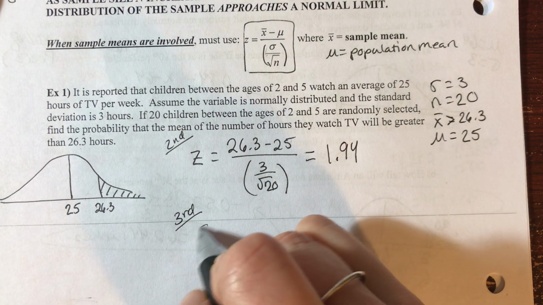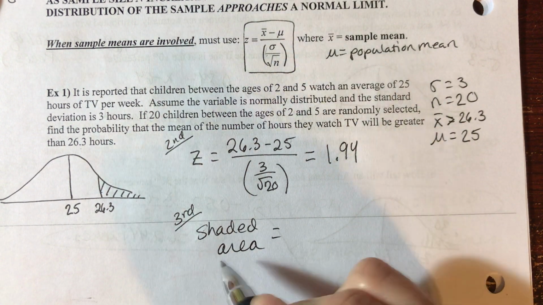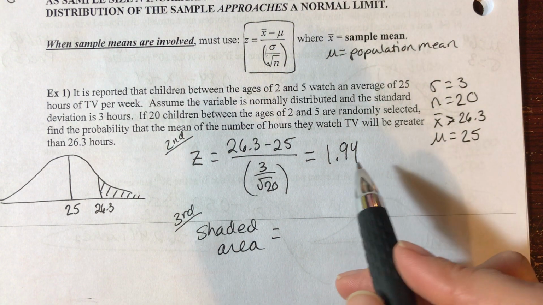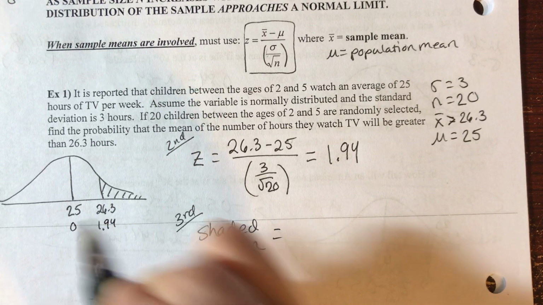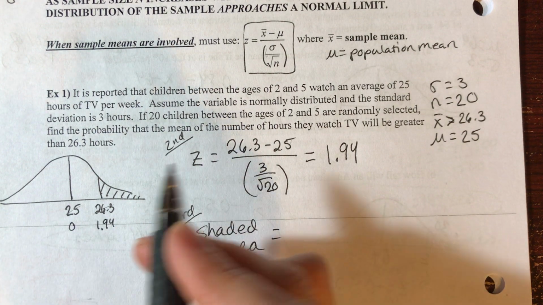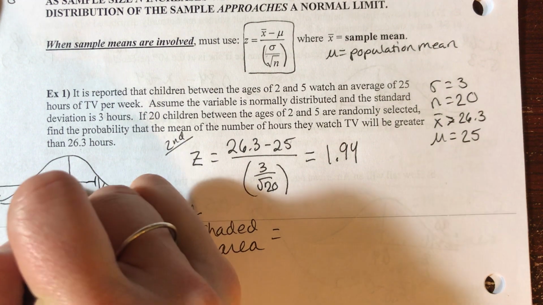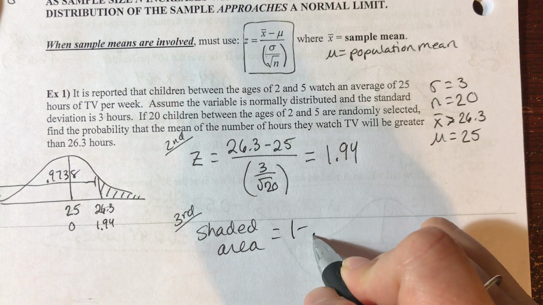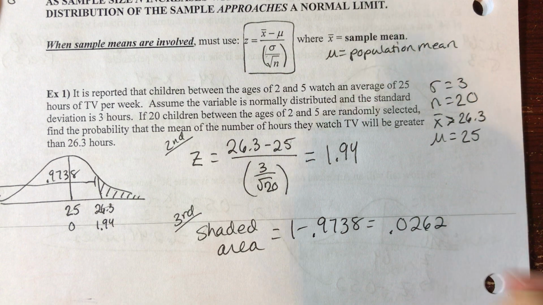So for the shaded area, we need to now look up our 1.94. We're still using our green chart, right? Our z-score chart. If you've got z equals 1.94, that's going to be here now. Remember, z-score will have a mean of 0. All right. So when we look up 1.94, we're going to get 0.9738. That goes here. We need our shaded. So our shaded area is 1 minus 0.9738, which will leave us with 0.0262.